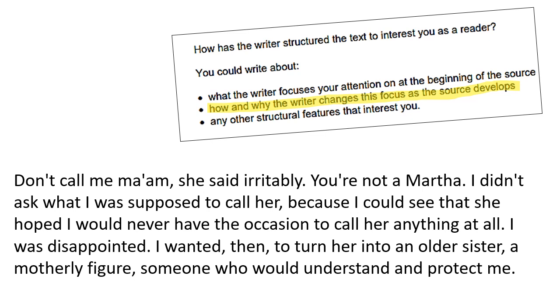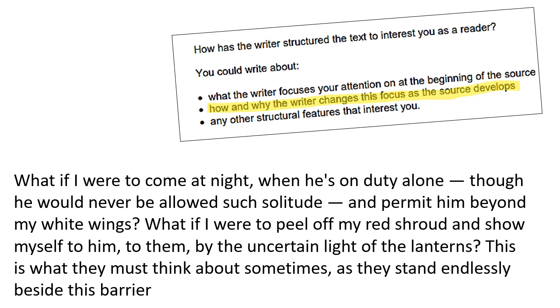Don't call me Mom, she said irritably. You're not a Martha. I didn't ask what I was supposed to call her because I could see that she hoped I would never have the occasion to call her anything at all. What if I were to come at night when he's on duty alone, though he would never be allowed such solitude, and permit him beyond my white wings? What if I were to peel off my red shroud and show myself to them, by the uncertain light of the lanterns?